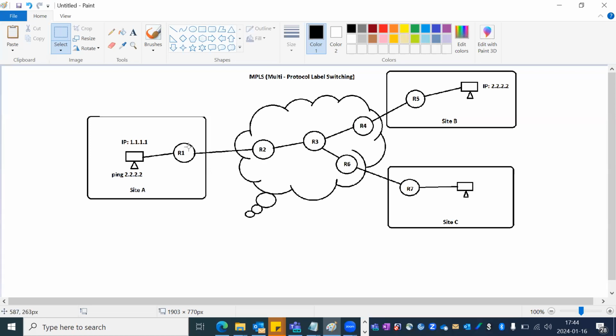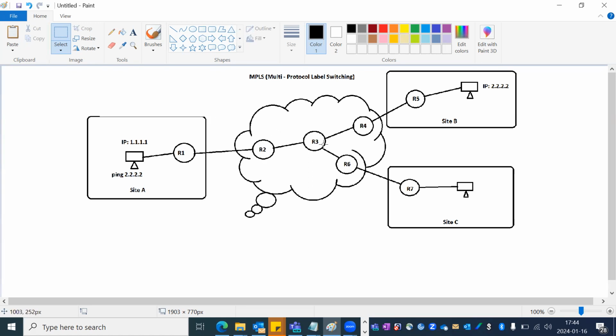On this particular R1 router, this 1.0 network is directly connected. Hence, it is obvious that R1 has the route of 1.0. Now, R1 will share this route to R2 via any protocol which is running between them. It might be BGP, RIP, OSPF, or EIGRP, anything. So, R1 will share its route of 1.0 to R2.